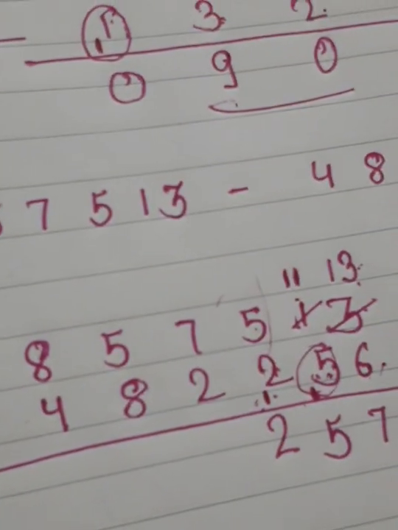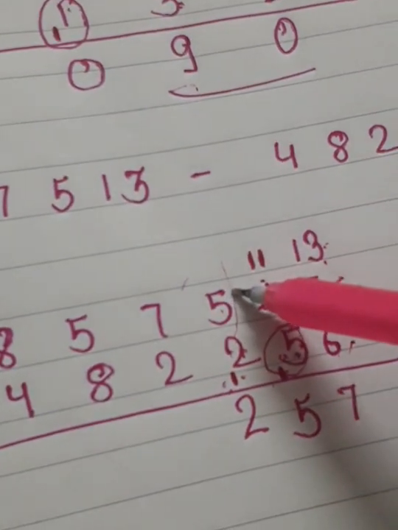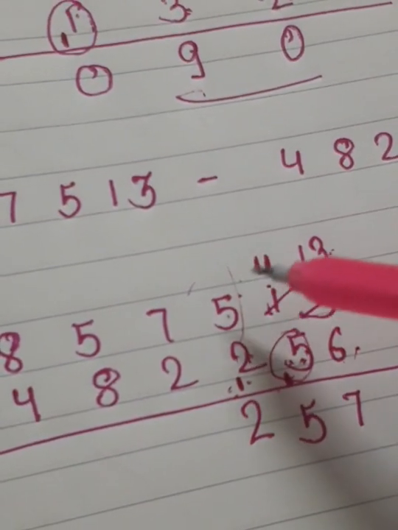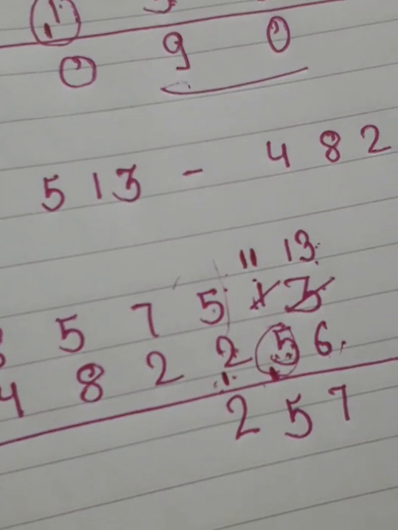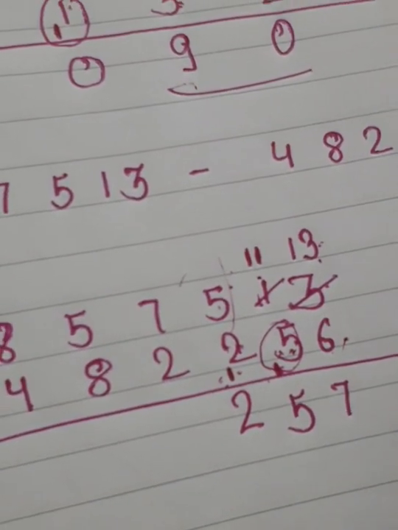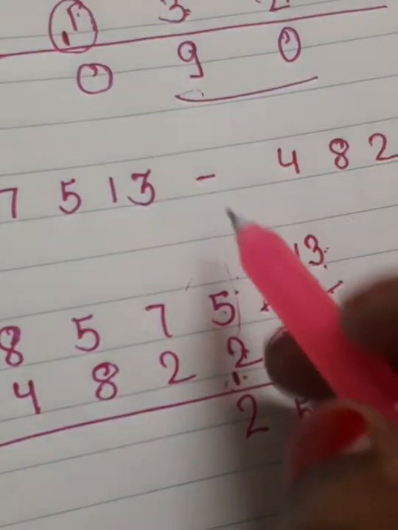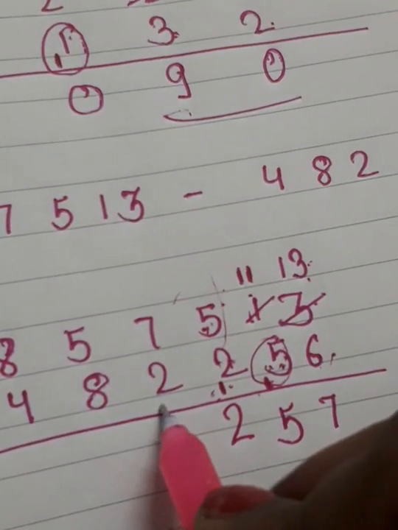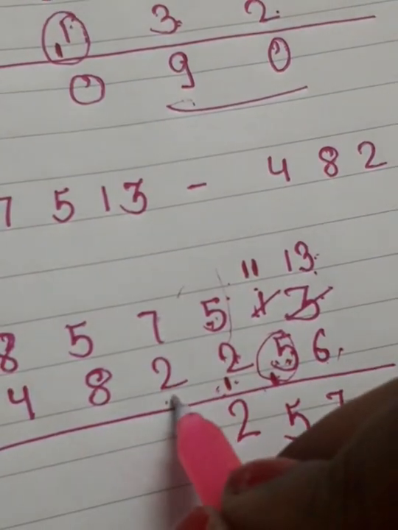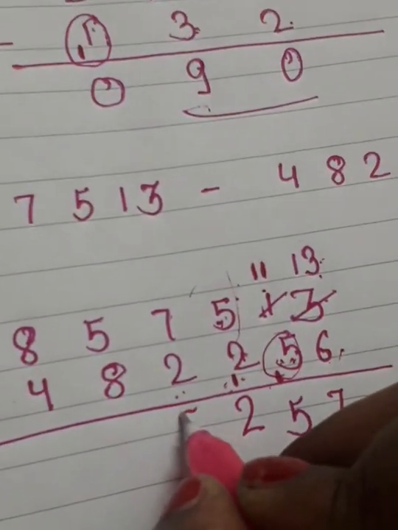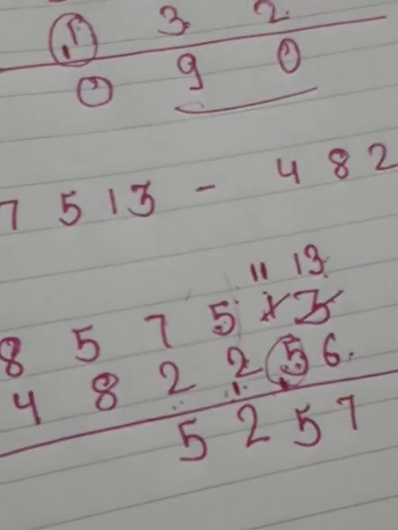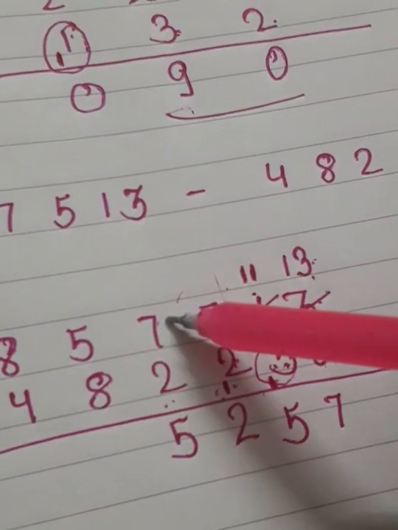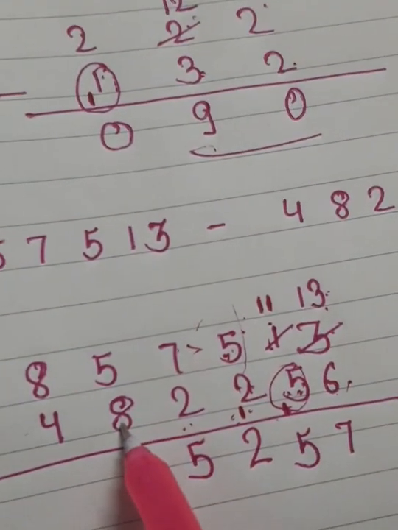Listen, here we didn't assume anything, because we can subtract 5 and 3. 5 minus 3 we can subtract. So no need of assuming. If we are not assuming here, you do not have to add 1 here. So 7 minus 2 you will get 5. Here we didn't assume, so we will not add 1 here.